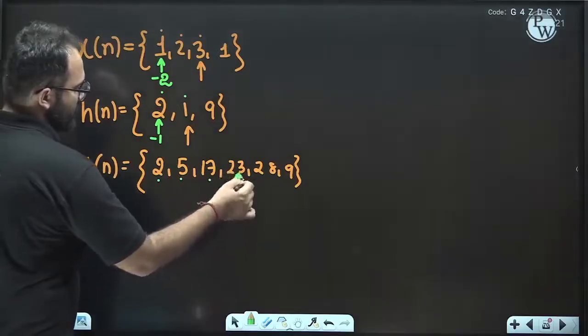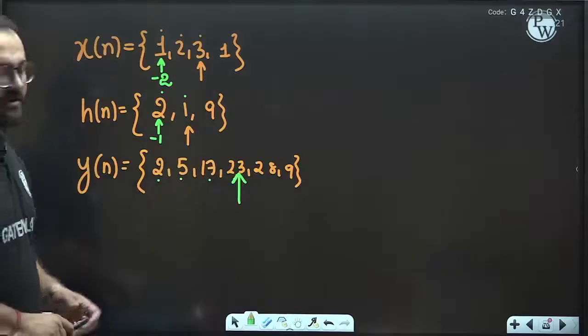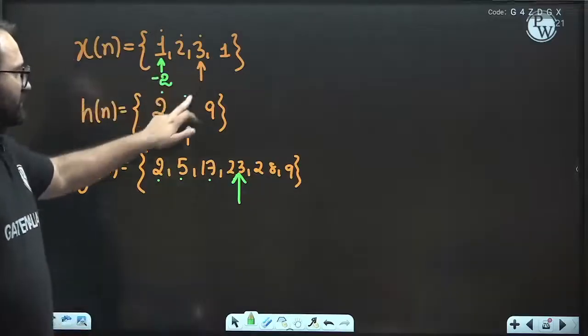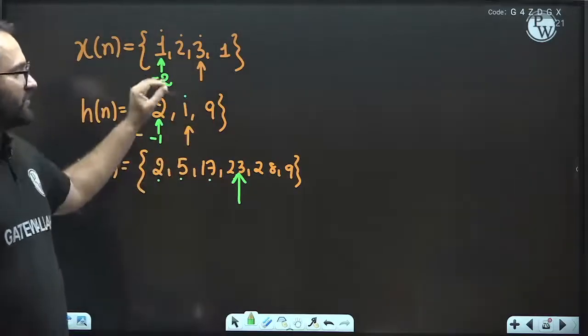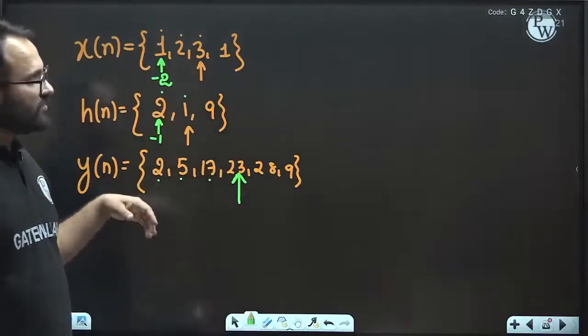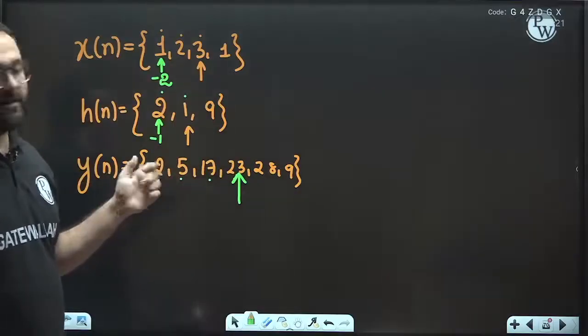So this is the 0 location. Again, I'll repeat the point. Zero location does not affect the values of the result. Convolution values will remain the same. So the result is the same. Don't worry about it. Okay.